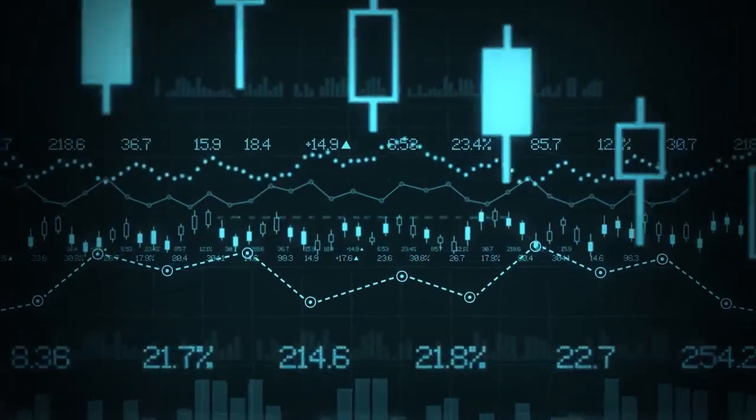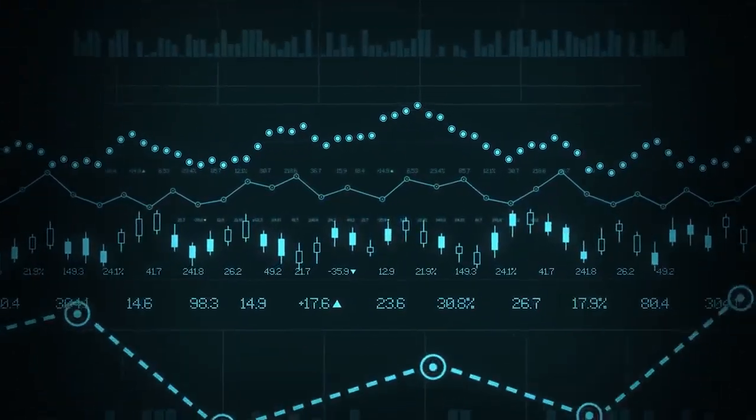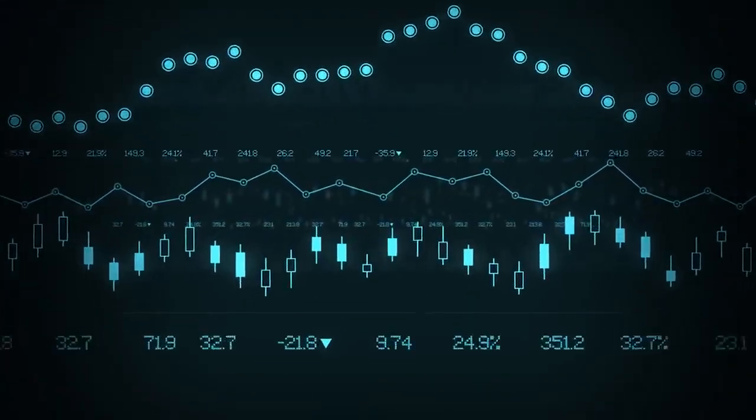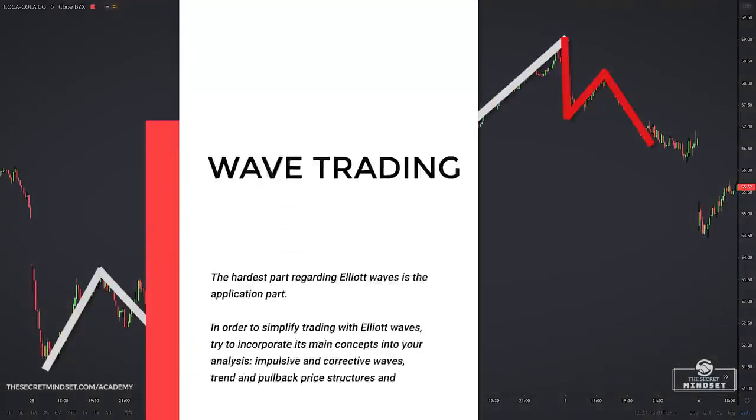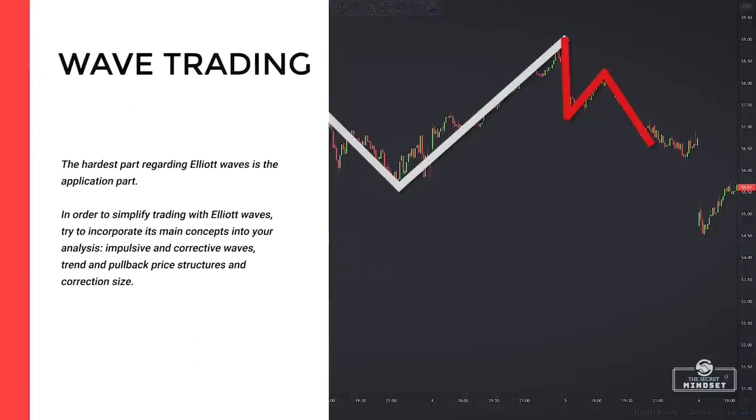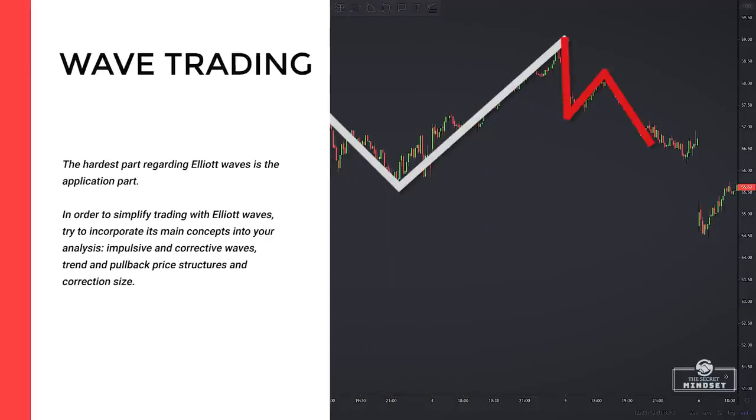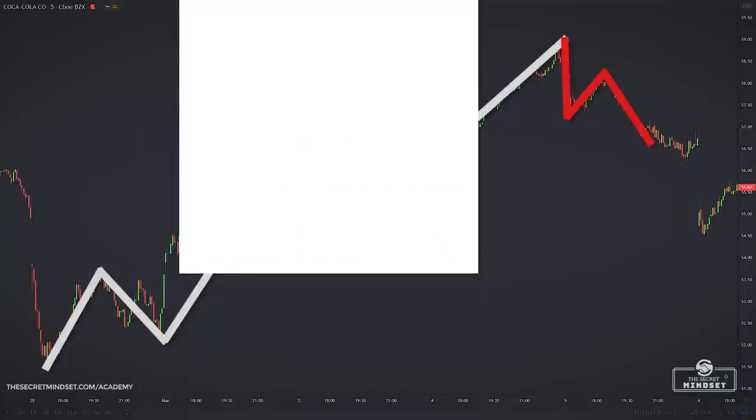Elliott wave trading is not that easy to understand at first. As a matter of fact, the easiest part is the theory part. The hardest part is the application part. That's why I advise you at first to utilize the concepts I've talked about in the beginning of the video: impulsive and corrective waves, trends and pullback price structures, and correction size.